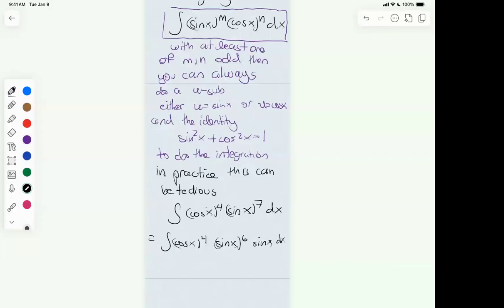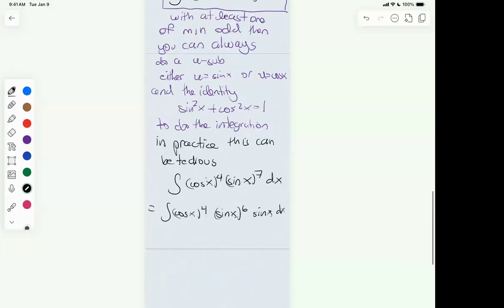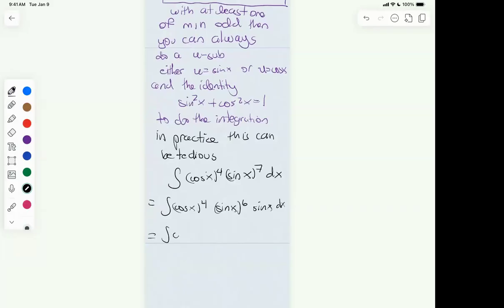And then I will think of sine of x to the 6 as sine of x squared, cubed, right? So kind of like sine squared of x, cubed, times sine of x dx. Is that okay? Making sense so far?